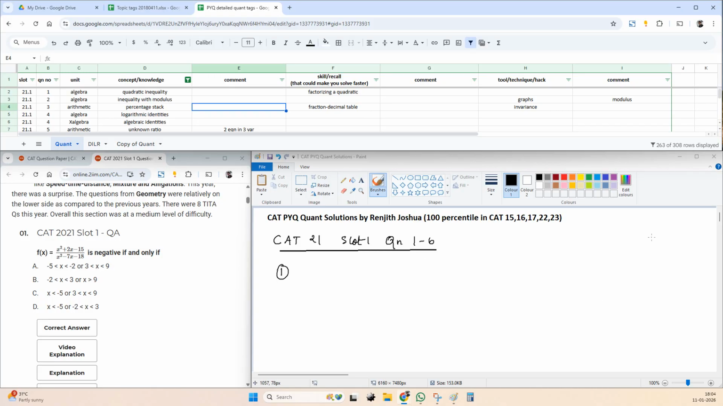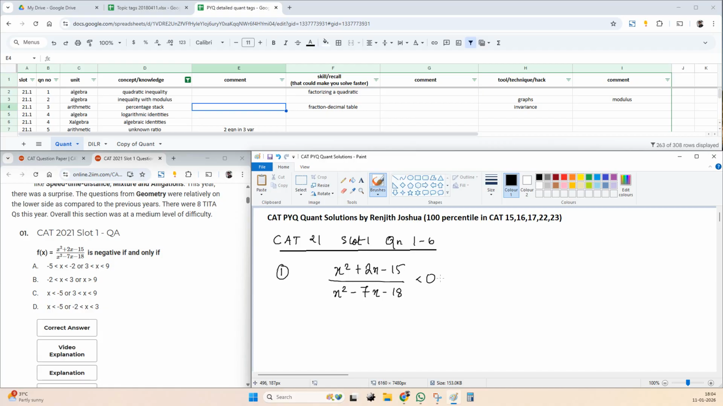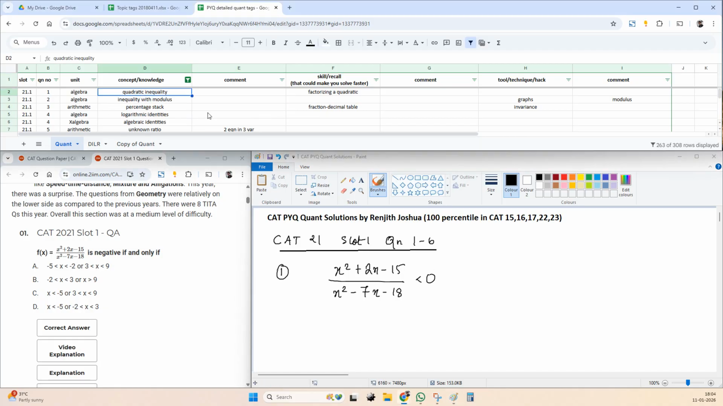Question 1. f(x) is equal to (x square plus 2x minus 15) by (x square minus 7x minus 18) is negative if and only if, and the options are solution ranges. So this is just an indirect way of saying (x square plus 2x minus 15) by (x square minus 7x minus 18) less than 0. Solve this quadratic inequality. That's what the question is.